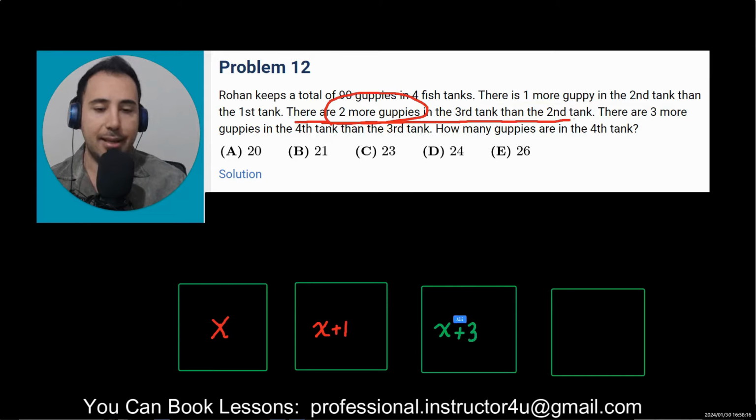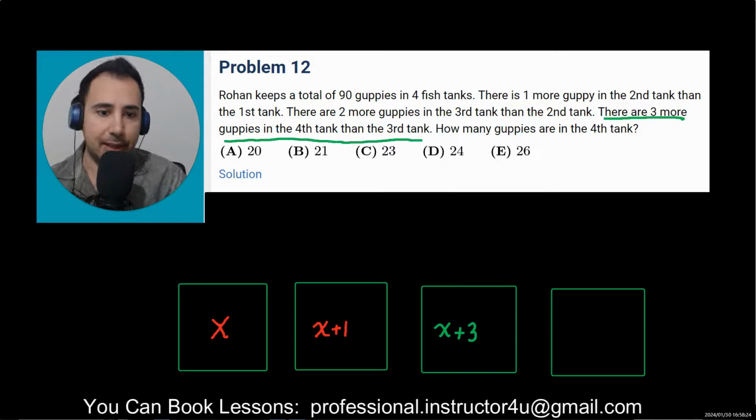Good. And let's read the last part. There are 3 more guppies in the fourth tank than the third tank. The third tank, I'm going to write it here. This was x plus 3 already. But here it says it's 3 more, so I'm going to add 3 more to it. So x plus 3, we could only add the numbers together. So it's going to be x plus 6.